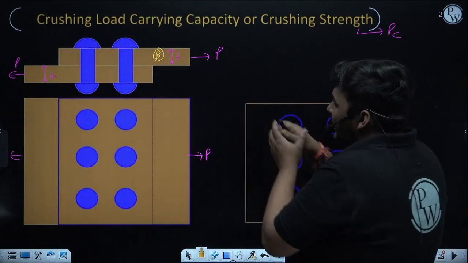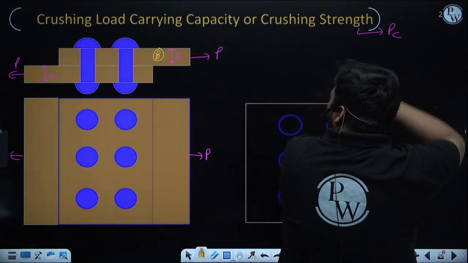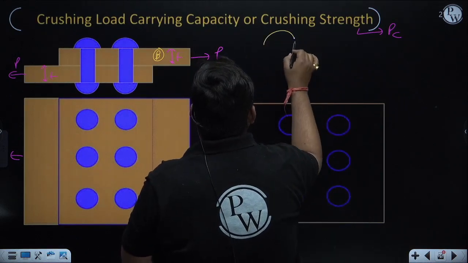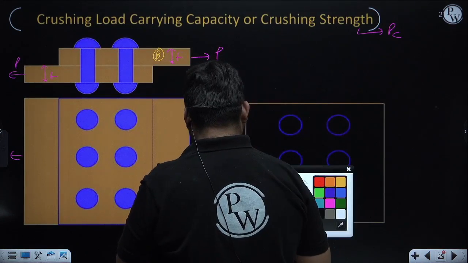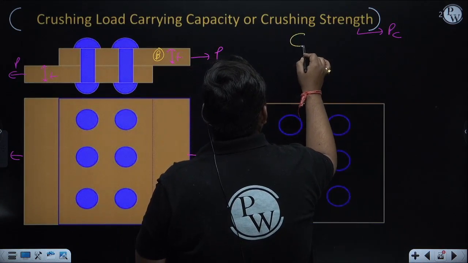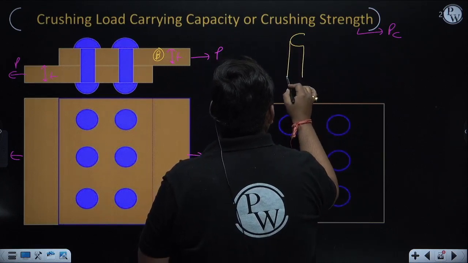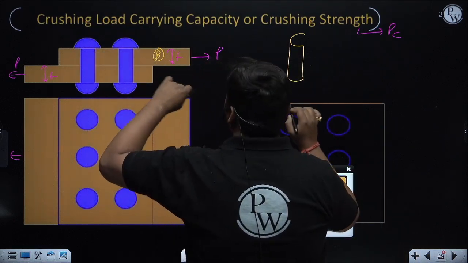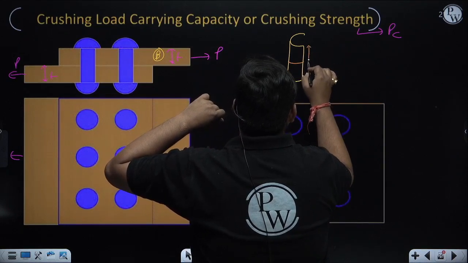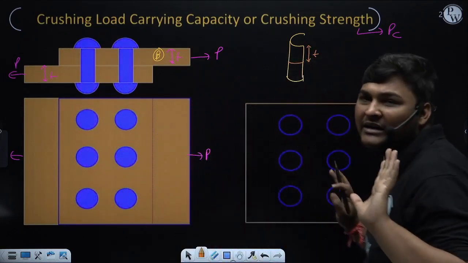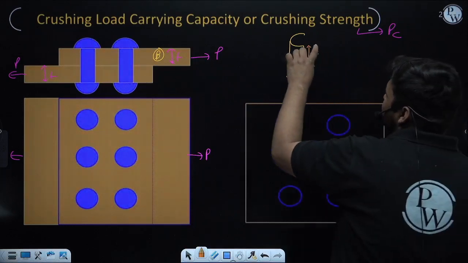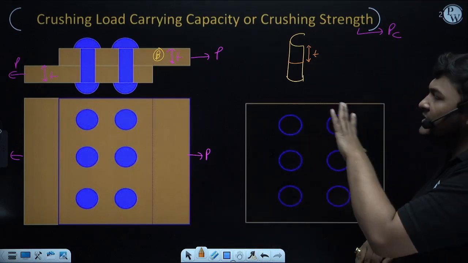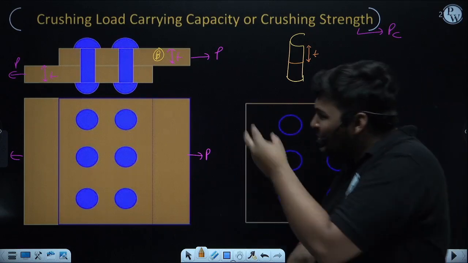Apart from this, when I try to pull this plate B in this direction, first I am making the diagram. Suppose I am drawing the diagram of this rivet, and this thickness is T, which is the thickness of plate B. Right now the thickness of both plates is the same. I am explaining this crushing stress by taking the diagram of plate B. You can also understand this by taking the diagram of plate A, but right now you can take any plate because the thickness of both plates is the same.